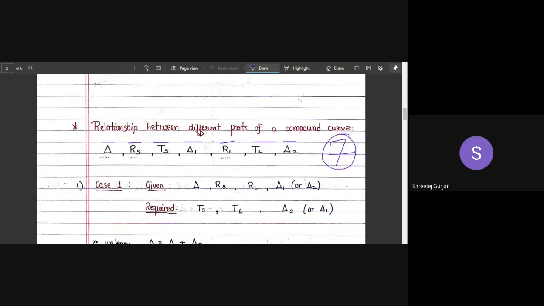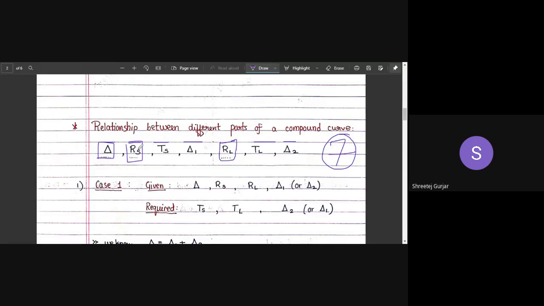Now, in some cases, they give you any 4 and they tell you to calculate the remaining 3. We have to find them now. So we have various cases wherein, depending upon which elements are given to us, we can calculate the remaining 3 elements. Usually delta, RS and RL will be known to us, and the remaining things we have to calculate.